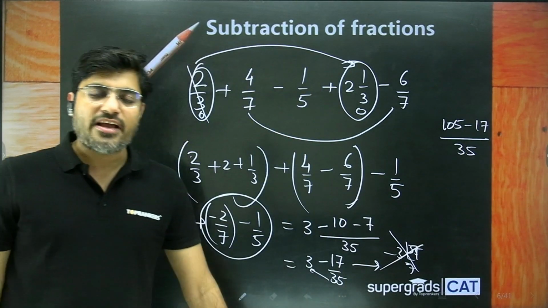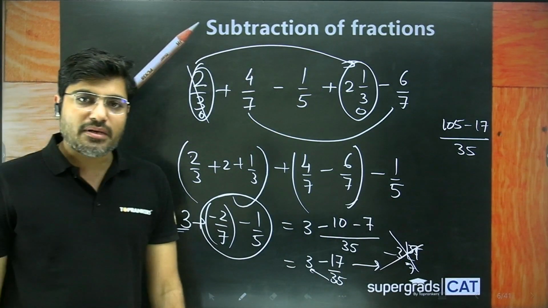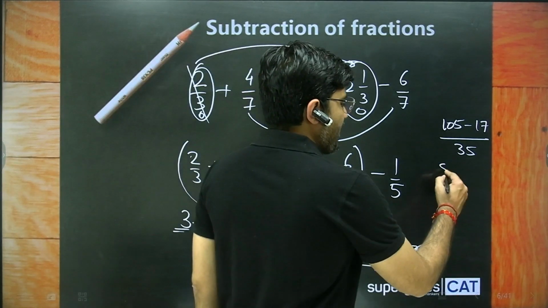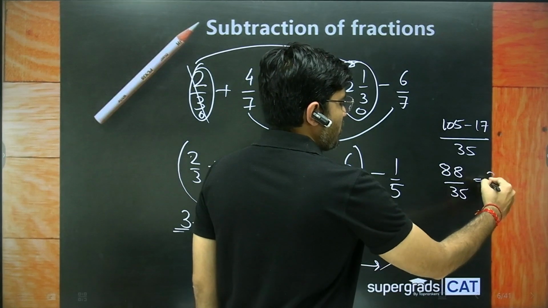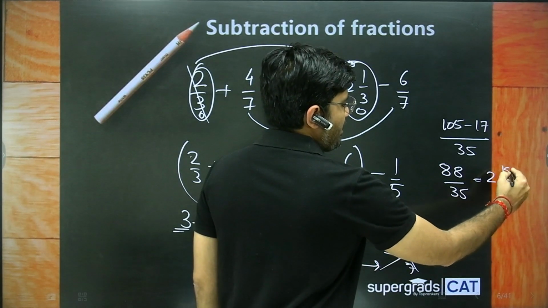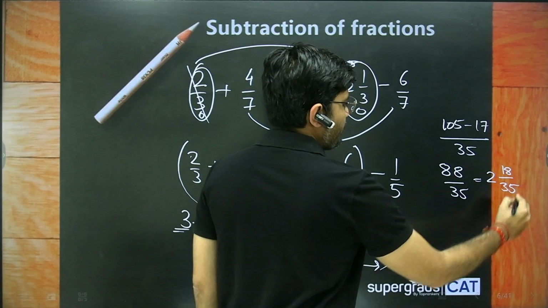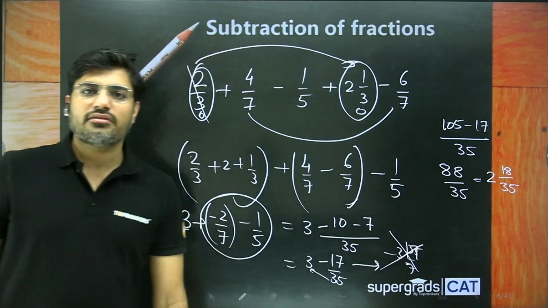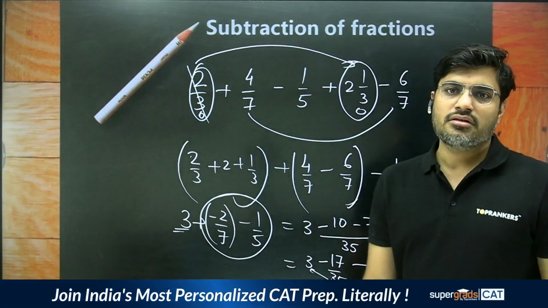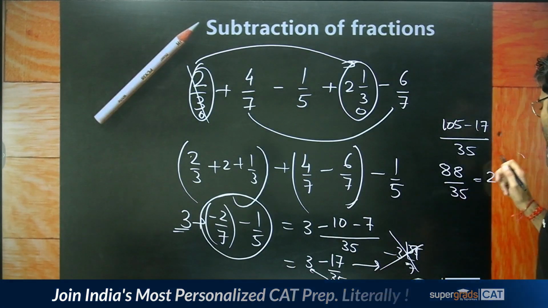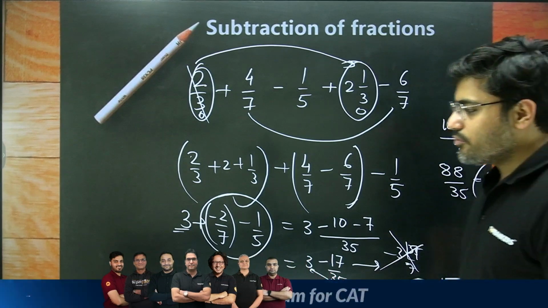And 105 minus 17 is nothing but 88. So it will be 88 by 35. Or I can say 35 into 2 is 70. So 2 and 18 by 35. This will be your answer. Is that clear? Clear to everyone?